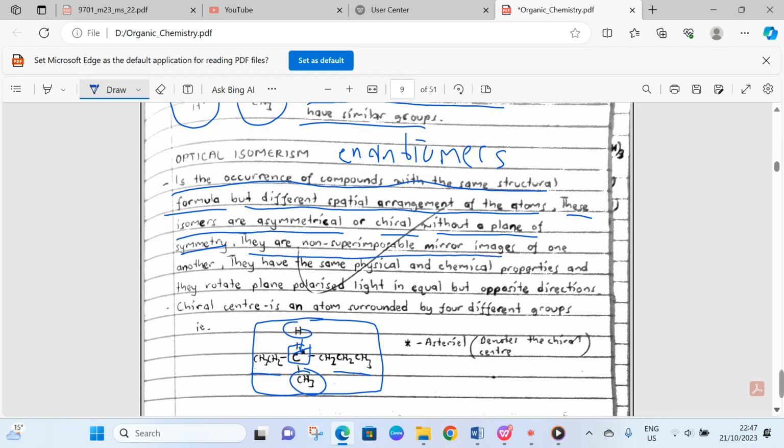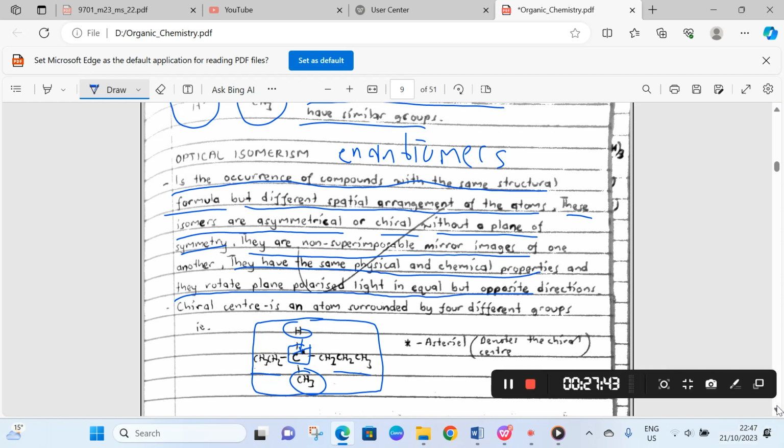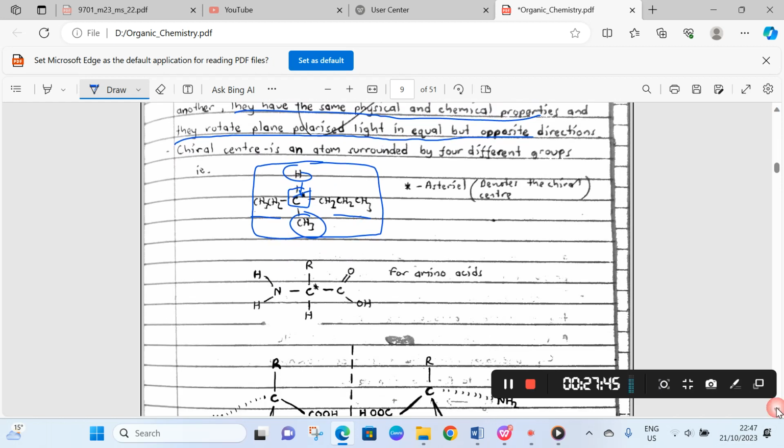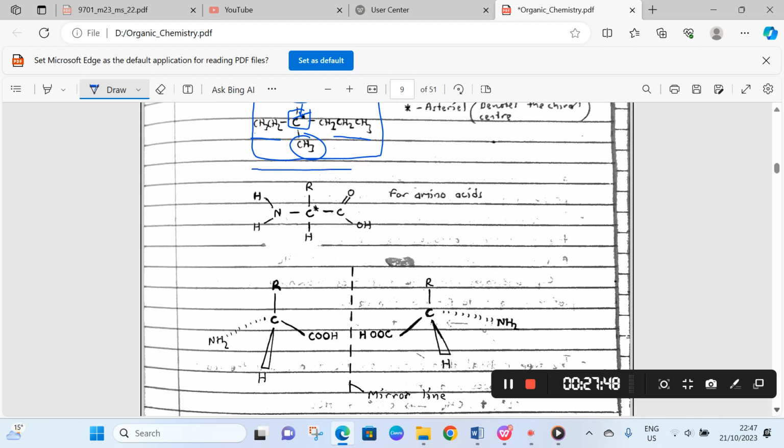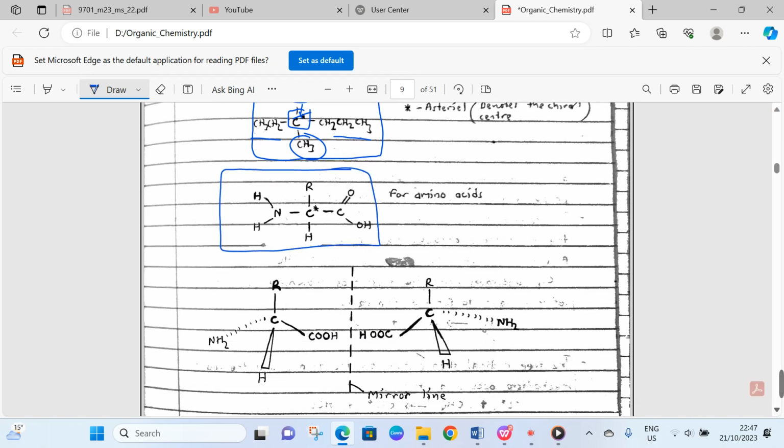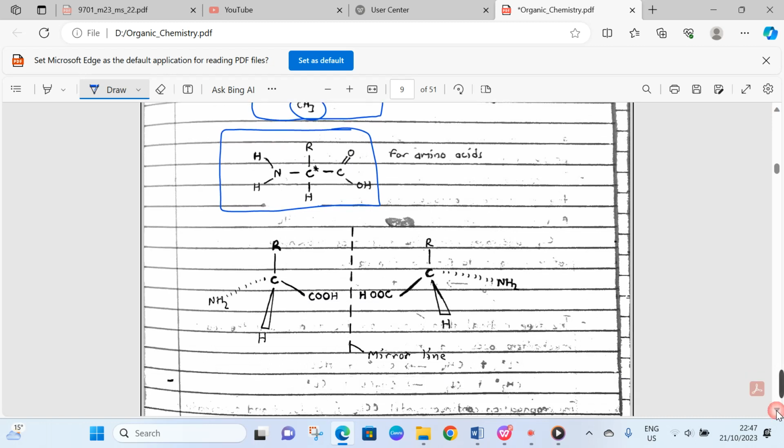They are non-superimposable mirror images of one another. They have the same physical and chemical properties, and they rotate plane polarized light in equal but opposite directions. So there are similarities to these optical isomers. They have the same physical properties, they have the same chemical properties. Their only difference is that they rotate plane polarized light in equal but opposite directions. Okay? So a typical example is amino acids. Amino acids are typical examples of optical isomers.